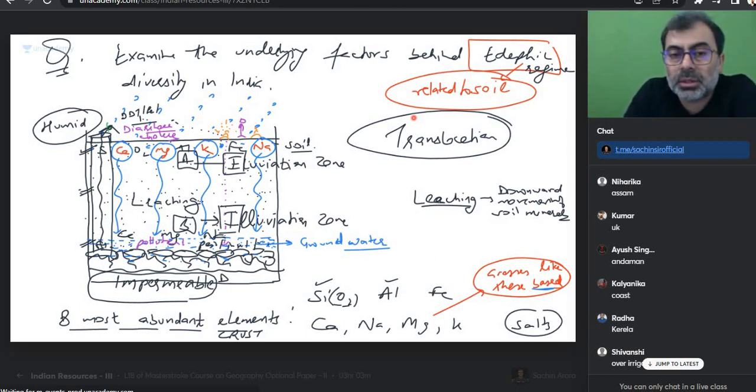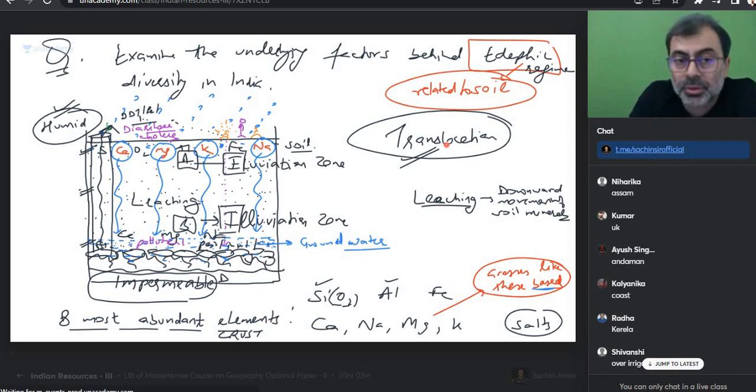Shivanshi Singh says over irrigation. Shivanshi, there is no over irrigation in Punjab and Haryana. You showed your intelligence, you are answering for the first time, and you are giving a wrong answer. Punjab and Haryana are not humid areas. They are not humid areas. My condition is humid areas. Punjab and Haryana are semi-arid areas. So, wrong example. Everyone, did we understand what is translocation?